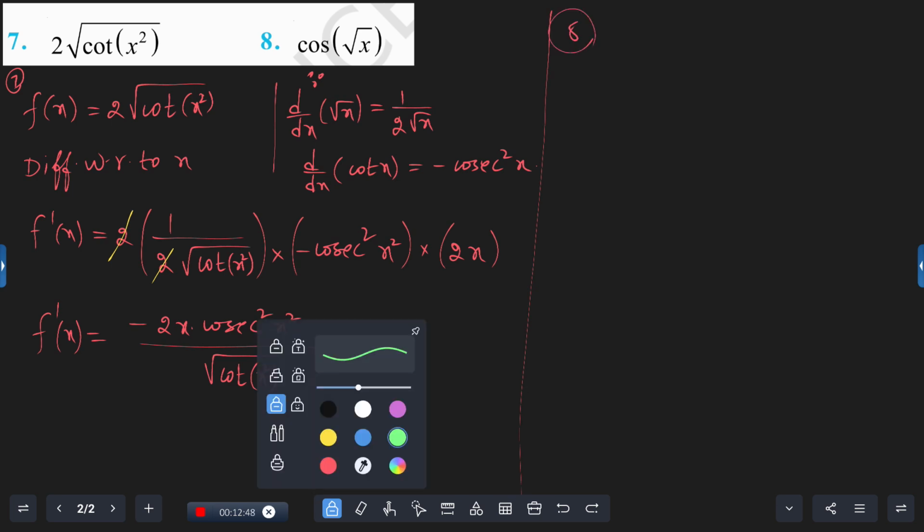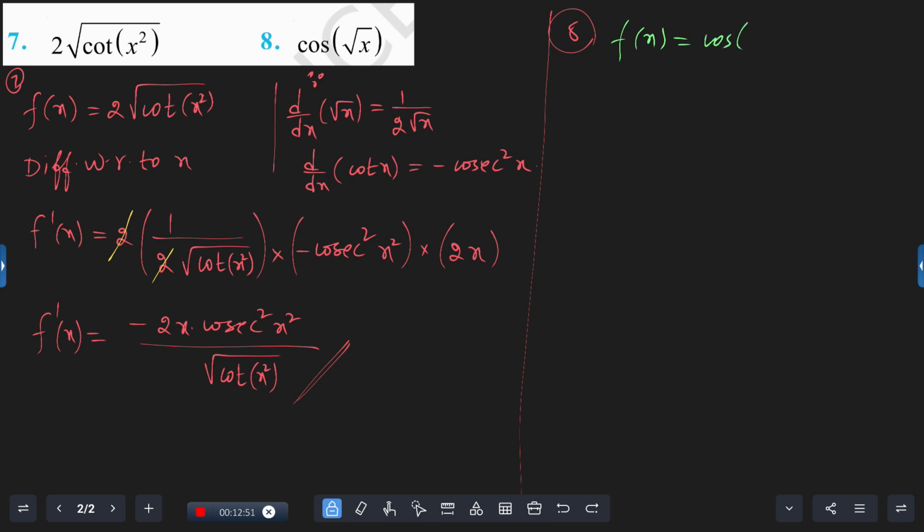Question number 8, what do they give? Let f of x is equal to cos of root x. Tell me. What answer do they give in the book? Minus 2 root 2 x by sin x square, square root of sin 2x square.